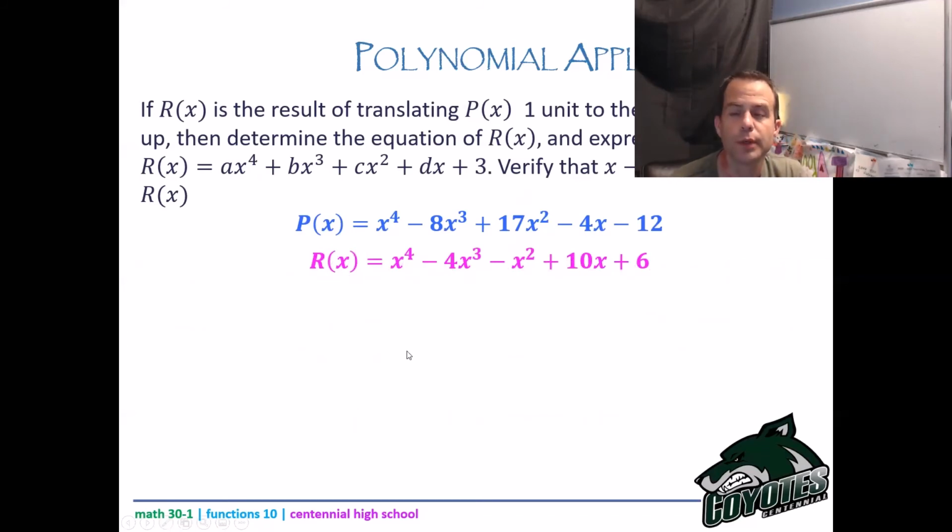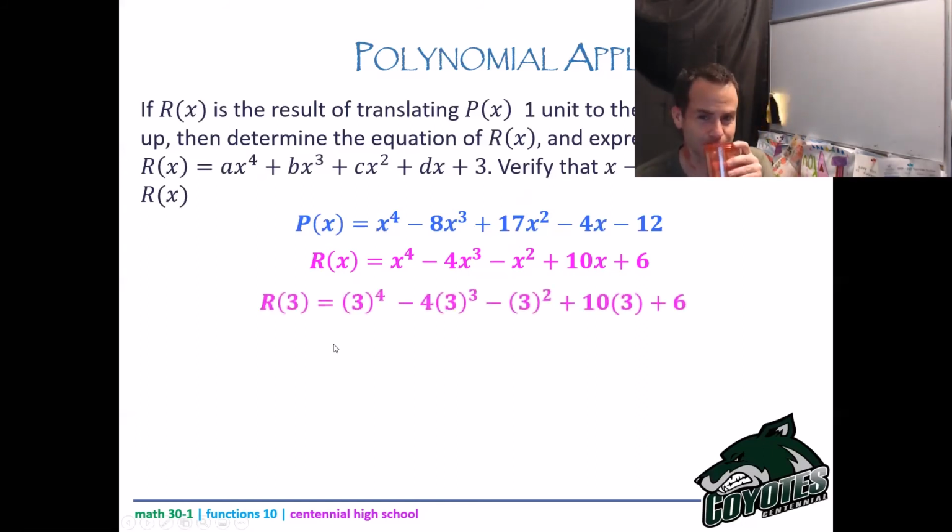Perfect. We need to verify that x minus 3 is a factor. Well, how do I verify a factor? I'm going to use the remainder and factor theorem. I mean, I could use synthetic division too, right? But it's just as easy to use the remainder theorem. If x minus 3 is a factor, I could plug in 3, and I should get out what? 0. Yeah. Okay. So let's do that.